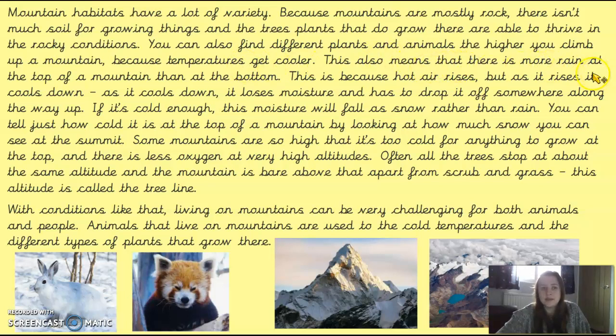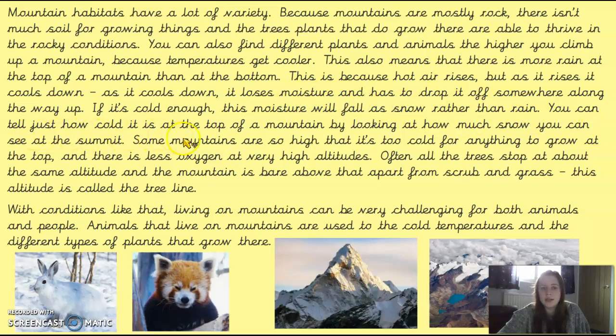This also means that there's more rain at the top of the mountain than at the bottom. This is because hot air rises, but as it rises, it cools down. As it cools down, it loses moisture and has to drop it off somewhere along the way up. If it's cold enough, this moisture will fall as snow rather than rain, but that depends on the place where your mountain range is, if it's a colder climate.